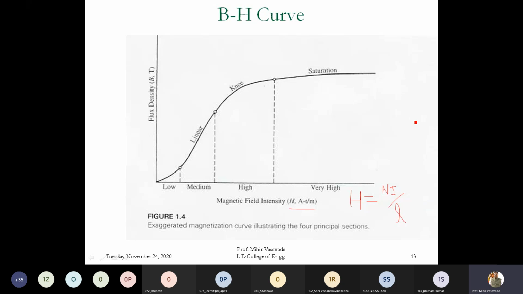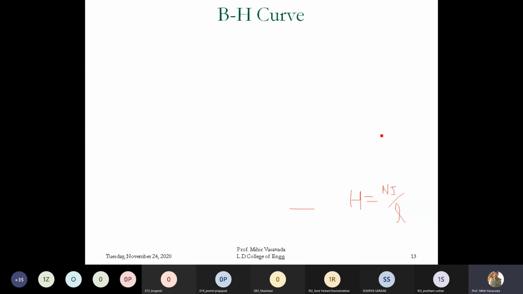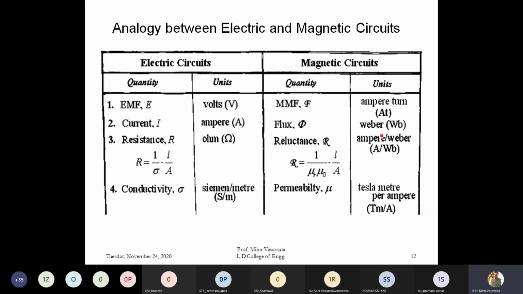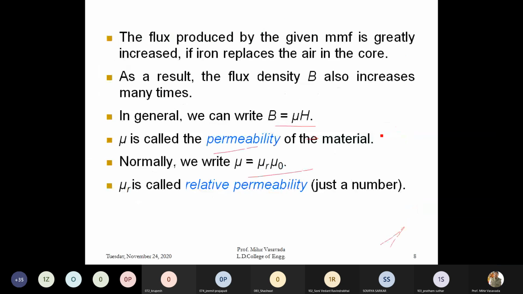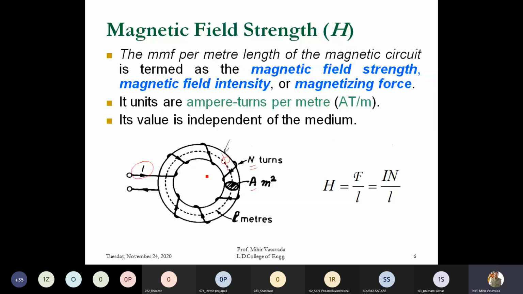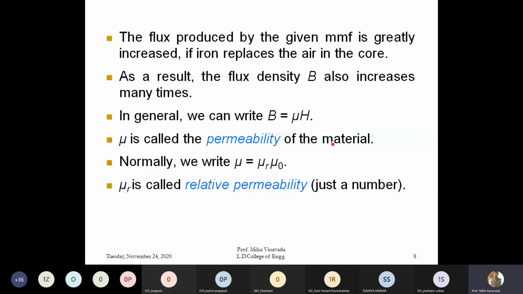Once the circuit is designed, suppose the circuit you made already, which is visible right now on your screen, then N is fixed, L is also fixed, because the length and number of turns is fixed now.